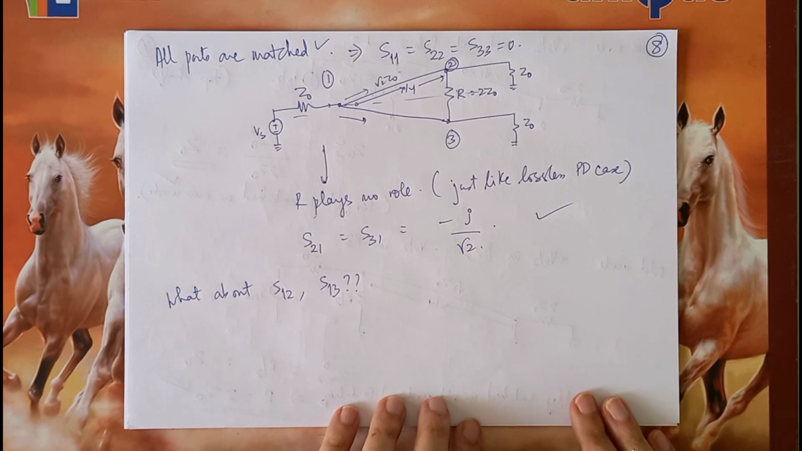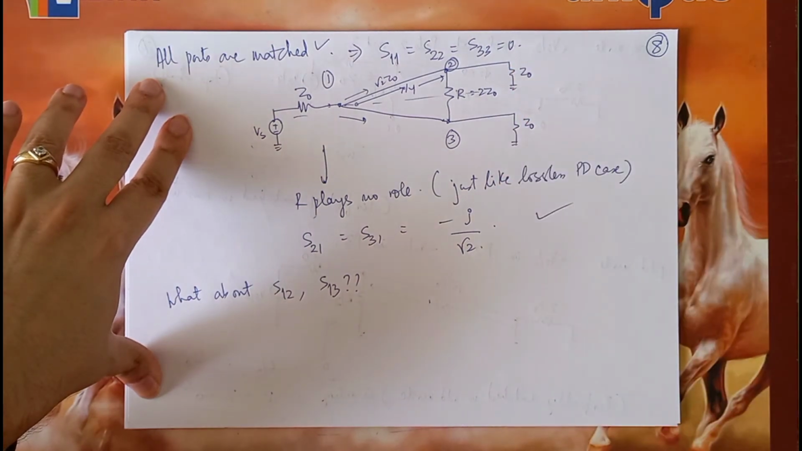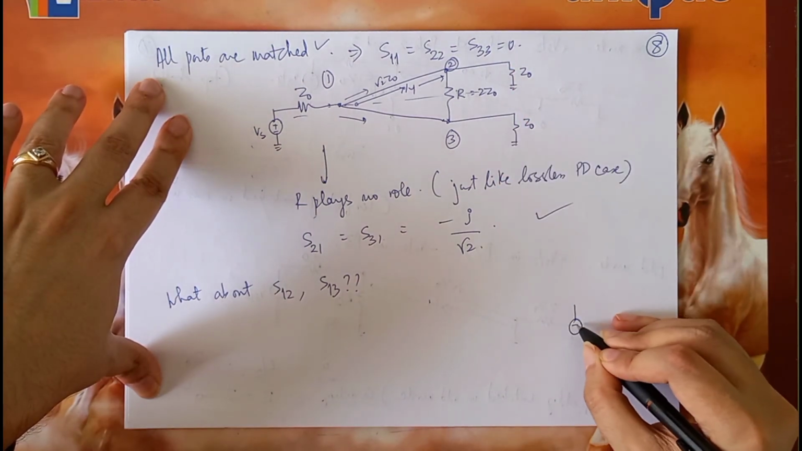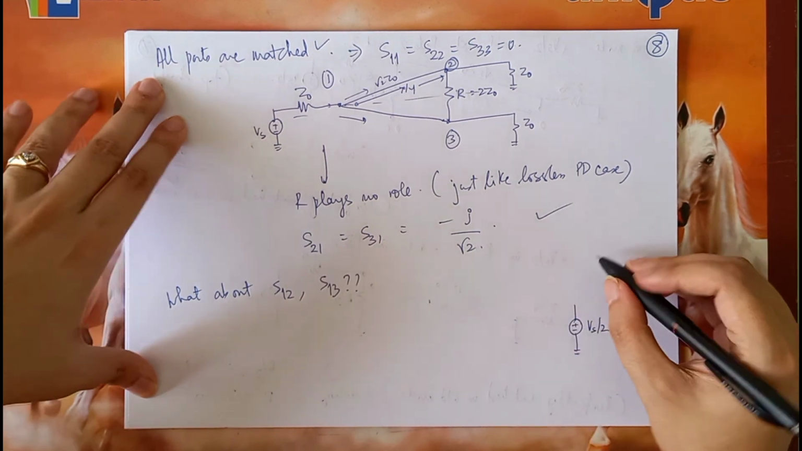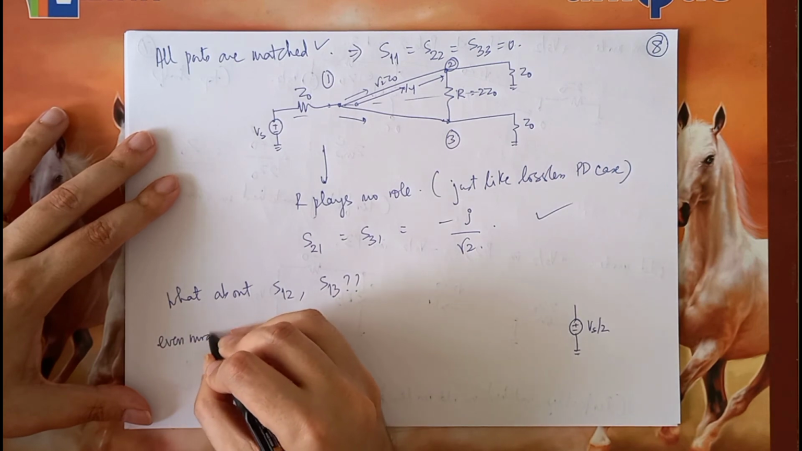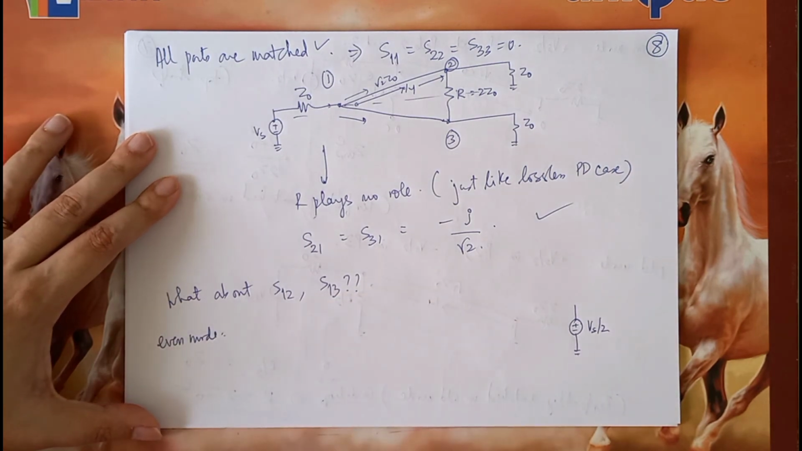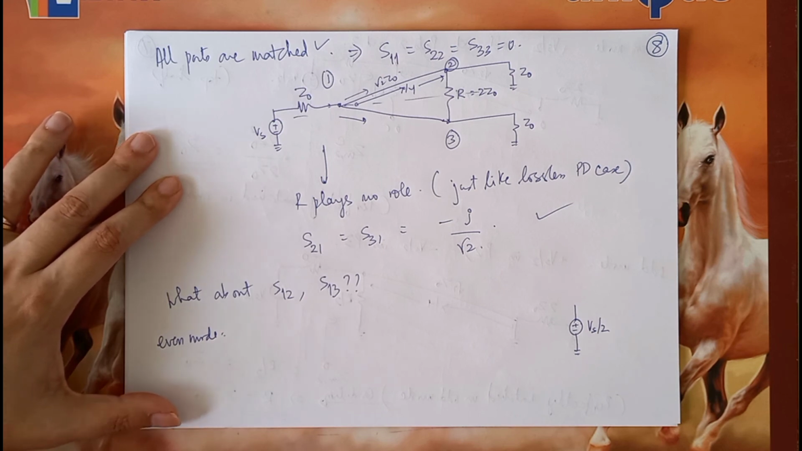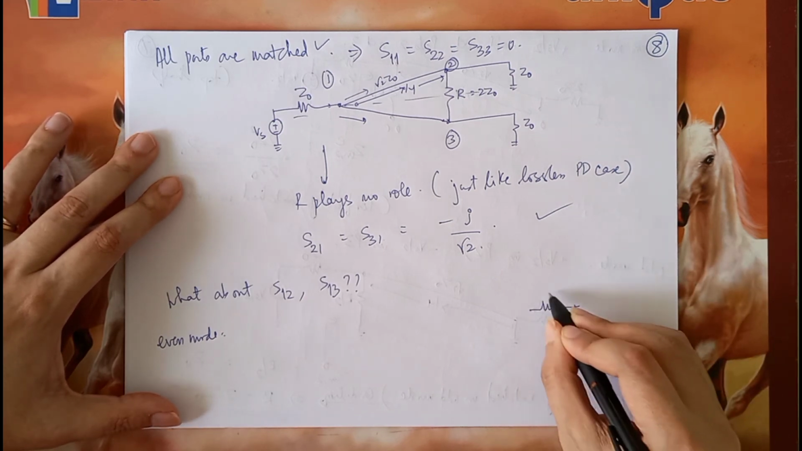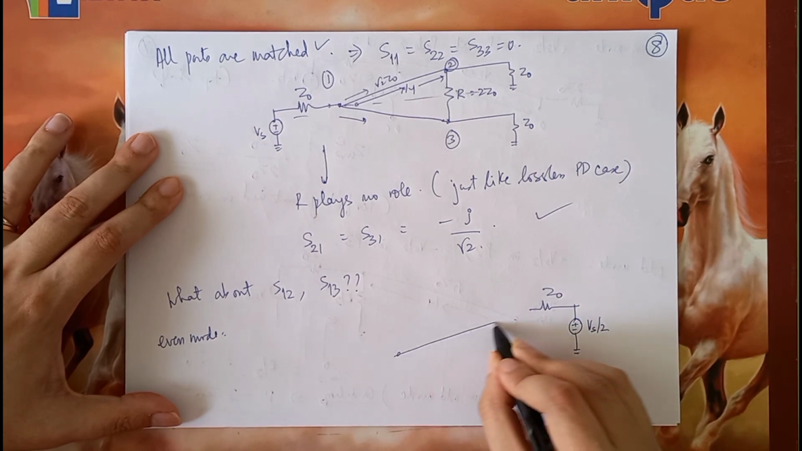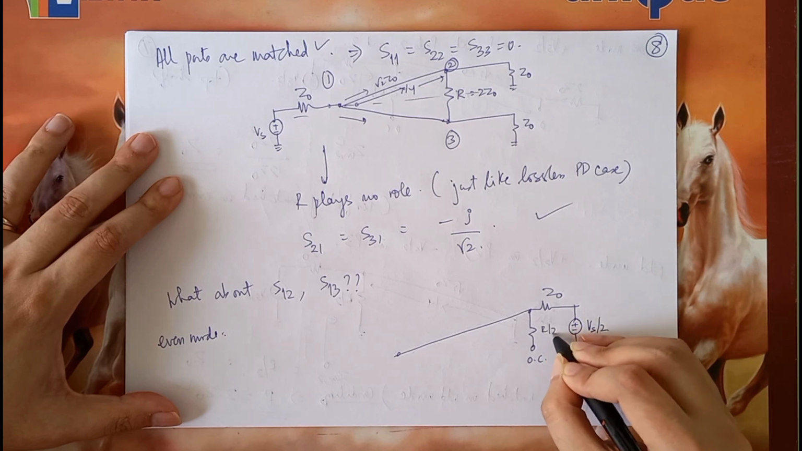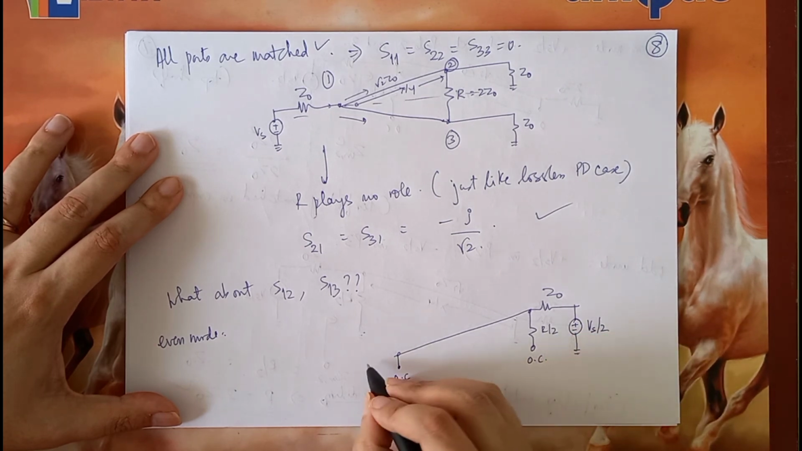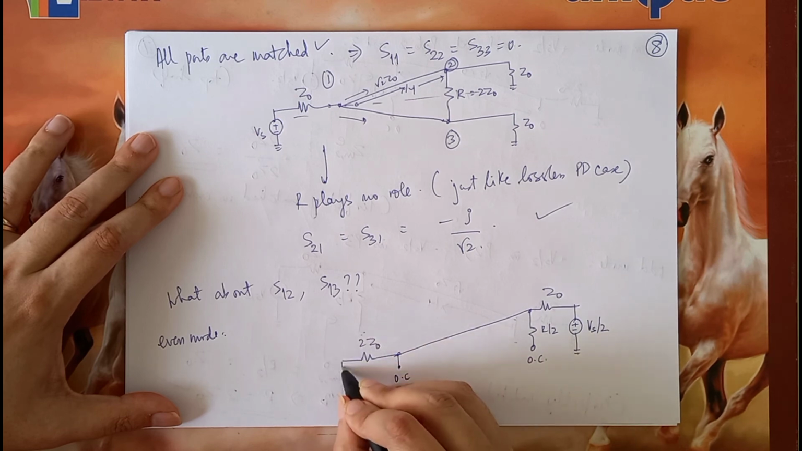Well, in the even mode, if you apply the same input at port 2, let us say there is Vs by 2 at port 2. So in the even mode, what would happen is that it will have Z0. This resistor won't play any role. This is open circuit, R by 2. There is an open circuit over here, and there will be a 2Z0 in case of port 1.